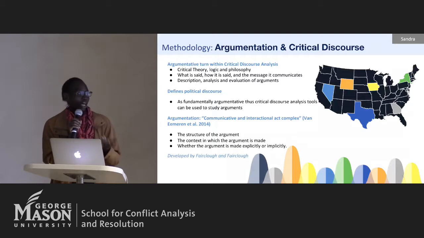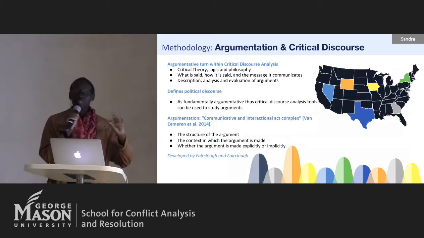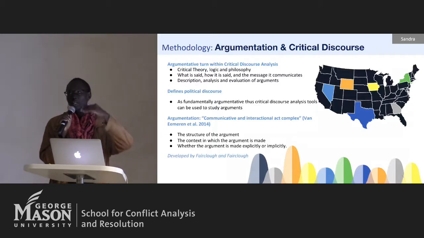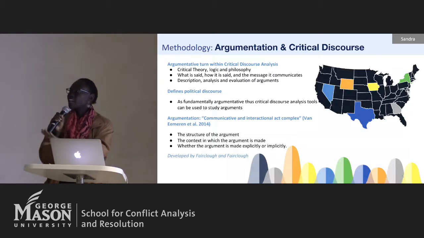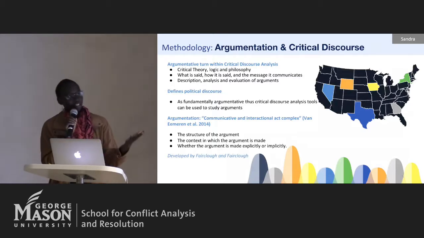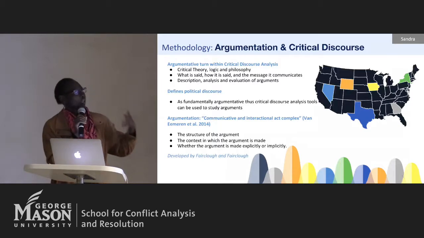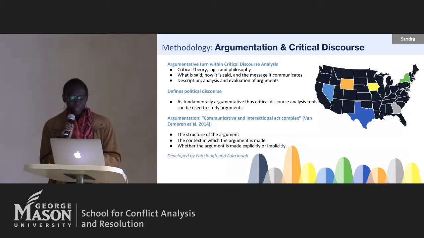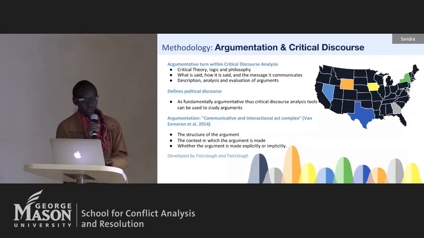Within argumentation theory, arguments are defined as a communicative and interactional act complex. And what this really means is that arguments are about the structure that is surrounding the argument, the context in which the argument is made, and whether the argument is made explicitly or implicitly. So as you'll see with some of the data that we've collected, some of them are clear arguments that people are making. You could identify the structure of it and the context, but some of it you're trying to understand the context because the argument isn't as explicitly made as you would in, say, an article or a document that comes straight from logic or philosophy. And so that's some of the things that my classmates will walk us through at a later point.